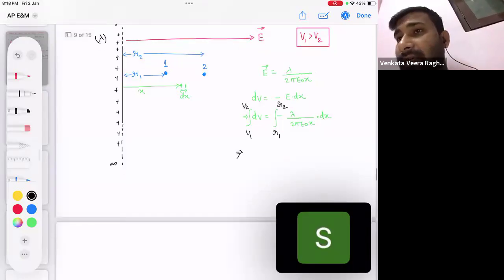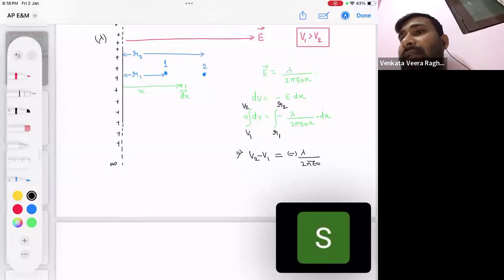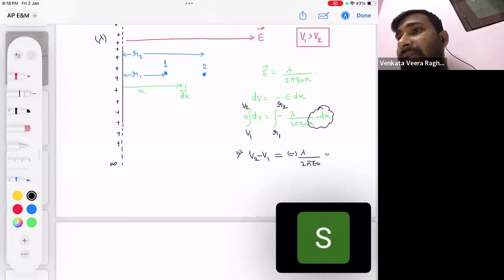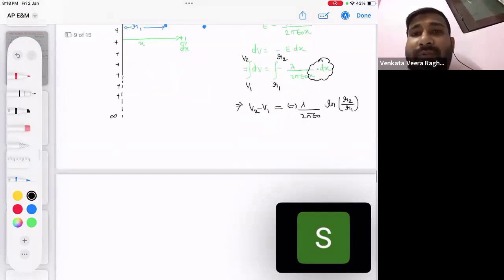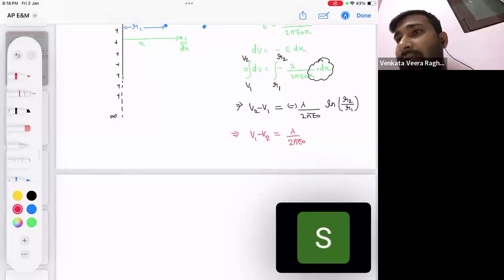Now let's integrate it. The integration of dV gives V; with limits, V2 minus V1. Minus outside, lambda outside, 2 pi epsilon naught outside. Look at that: the integration of dx by x gives ln x. Upper limit gives R2, lower limit gives R1. If you send the minus to the other side of the equation, what will it become? V1 minus V2 equals lambda by 2 pi epsilon naught ln R2 by R1. Please check it. Understand the potential difference between points 1 and 2?